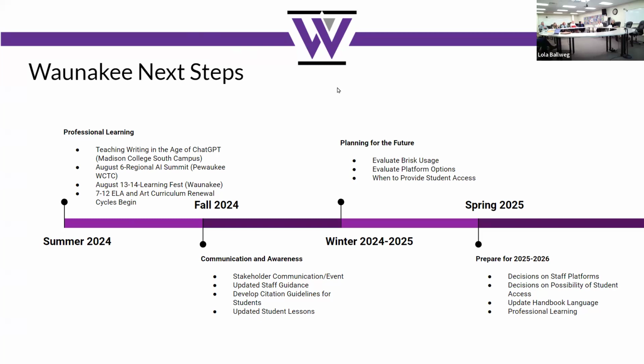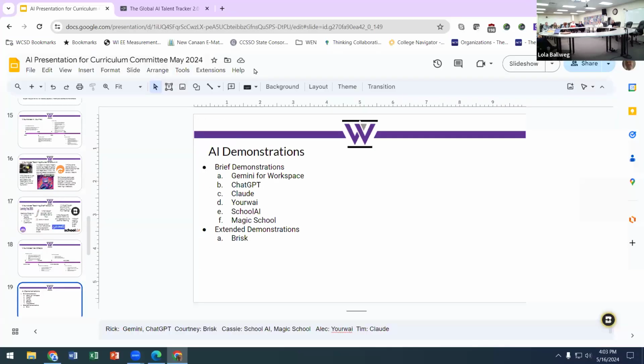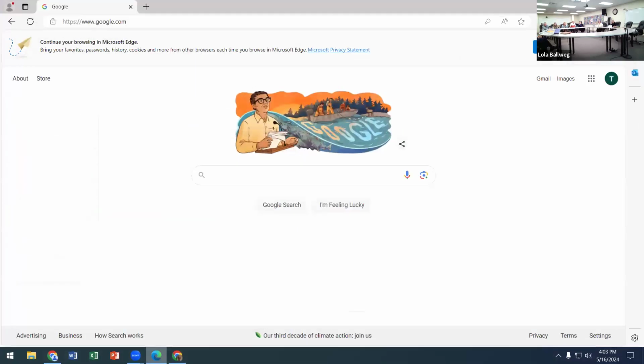And then I think it's time for some demonstrations, some fun. The top ones are just going to be little samplers. Courtney's going to go a little longer on Brisk since that's the bigger piece. So Rick, I think you were going to do a little bit with Gemini and ChatGPT, a couple of large language models we talked about.